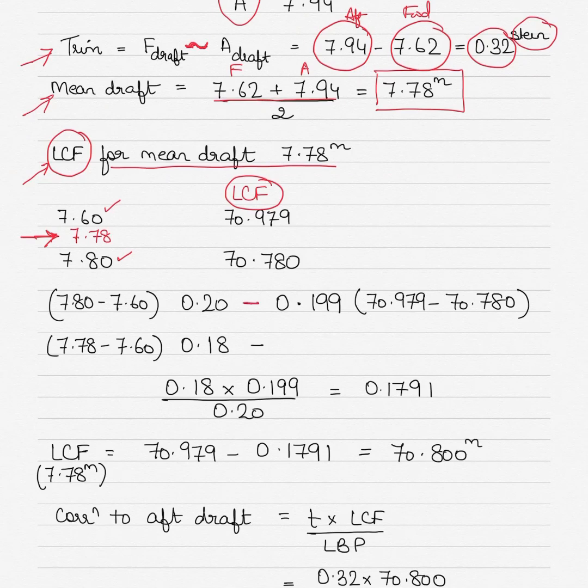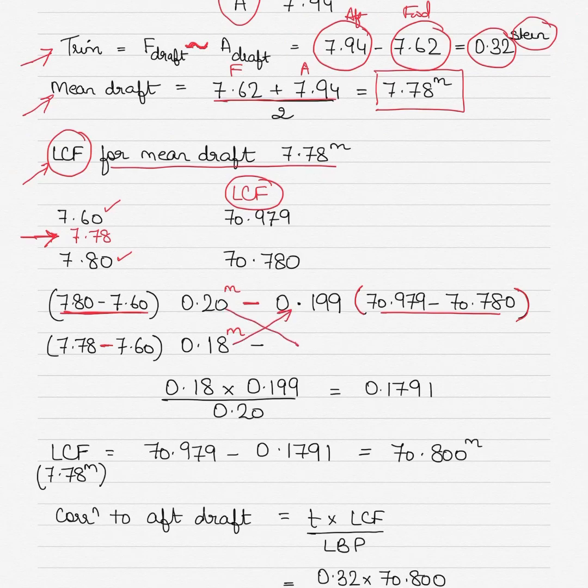Well, let's say for a difference of 0.2 meters, which is the difference of draft between 7.8 and 7.6, the difference in the LCF is 0.199, which is the difference between 70.979 and 70.780. But you need the LCF for a difference of draft of 0.18 meters. Why 0.18? Because 7.78, which is the required draft, minus 7.6, which is the draft that is there in the hydrostatic tables, that is 0.18.